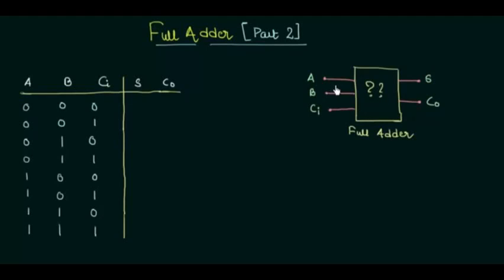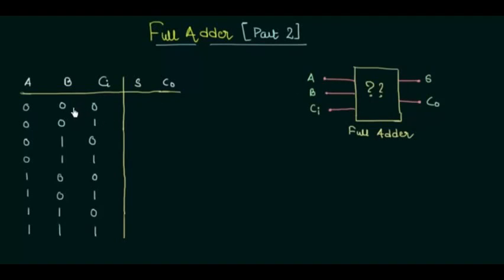And you can see that A, B and C input are the three inputs to this full adder, and the sum and your carry output are the two outputs of your full adder. Okay, so how are we going to find out the logical expression, or you can say the combination of the gates inside this box? We will do it by using the Karnaugh map.